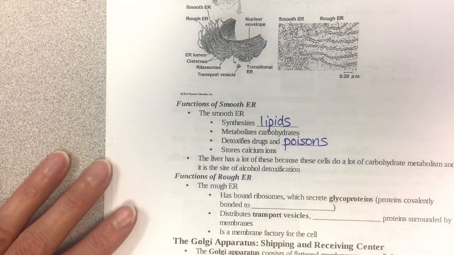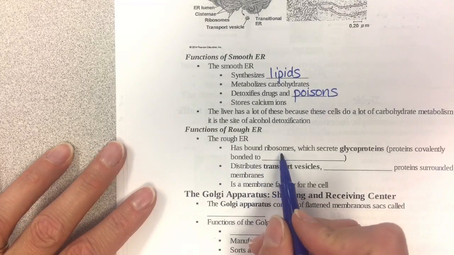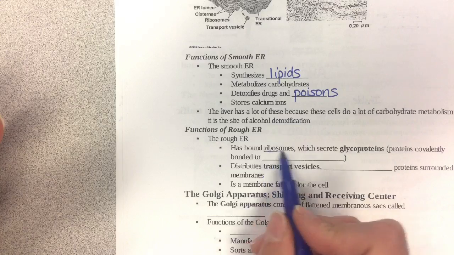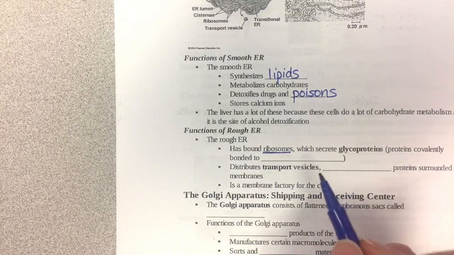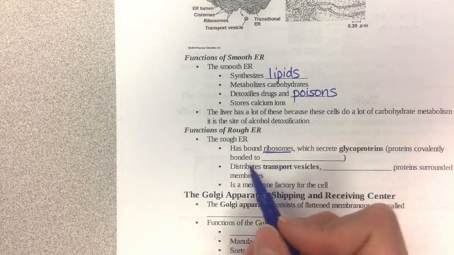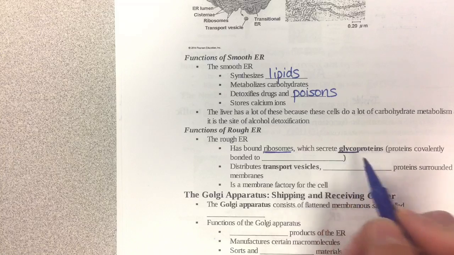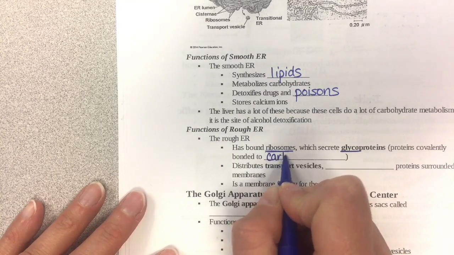So that's your smooth ER. The rough ER has these bound ribosomes, which means that they probably have something to do with protein synthesis, because ribosomes have to do with making proteins, all right, which secrete glycoproteins, proteins covalently bonded to carbohydrates. Whenever you see glyco in front of something, it refers to carbohydrates.